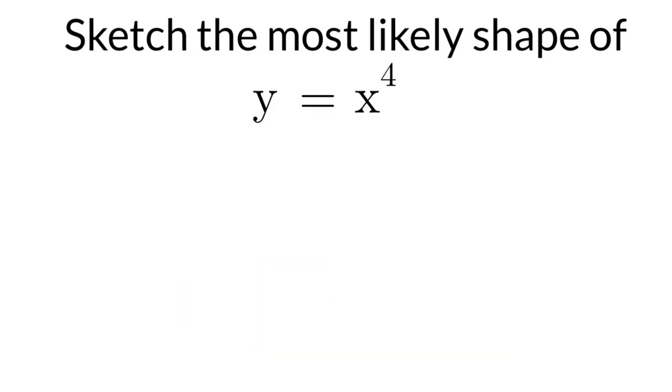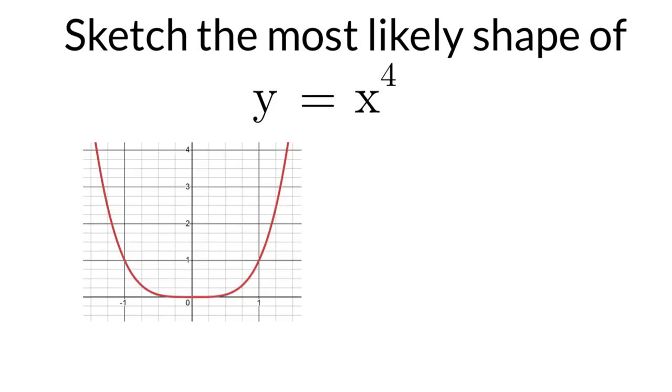Now there's one little thing I want to warn you about. One little shortcut that I see a lot of people want to do is to take a function, type it in their graphing calculator, see what it looks like, and then just copy that picture down for their most likely shape. But pay attention. The question asks you to sketch the most likely shape of y equals x to the 4th. If I graph it in my graphing calculator, it's going to give me a picture that looks like this. This is exactly what y equals x to the 4th looks like, but that's not what the question asks. The question asks you to sketch the most likely shape.